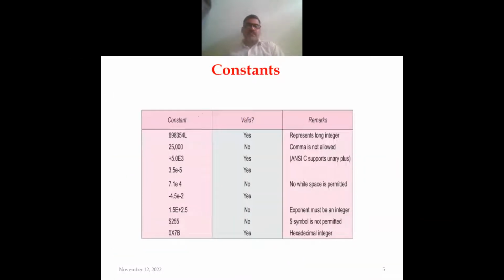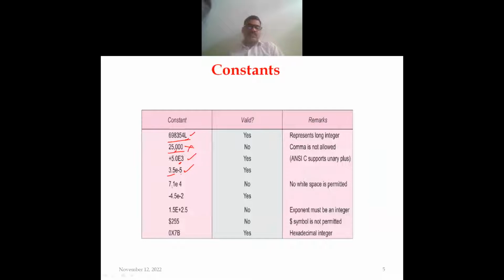Now if you take this particular slide, which of these constants are valid, and why are some constants not valid? If you take the first constant, it is a valid constant. If you suffix it with capital L, it indicates that it is a long integer. In the second constant, you are using a special character, the comma, which is not allowed, so it is an invalid constant. This is also a valid constant, called mantissa exponential notation. The mantissa is 3.5 and the exponential is 10 power minus 5.